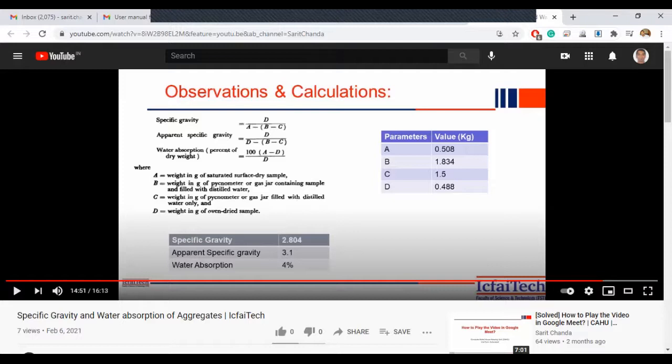Because we are finding out the percentage, how much percentage of water is absorbed, we divide by D, which is the dry weight of the aggregate. So this will give you the water absorption. Very simple formula, nothing complex here.